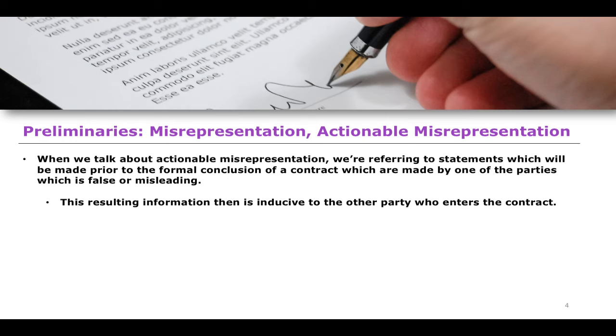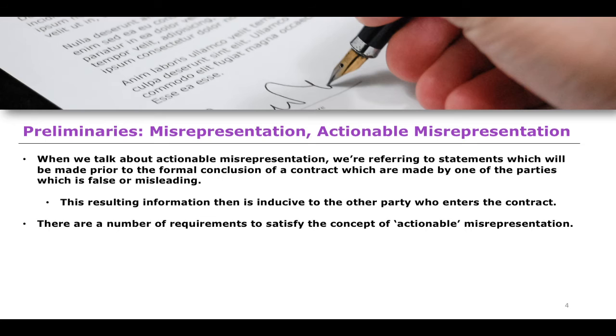So if I tell a lie or I mislead some factual circumstance, and the telling of that lie or the misleading of that factual circumstance induces another person to enter into a contractual arrangement on the basis of that misrepresentation, then we have what is known as actionable misrepresentation.